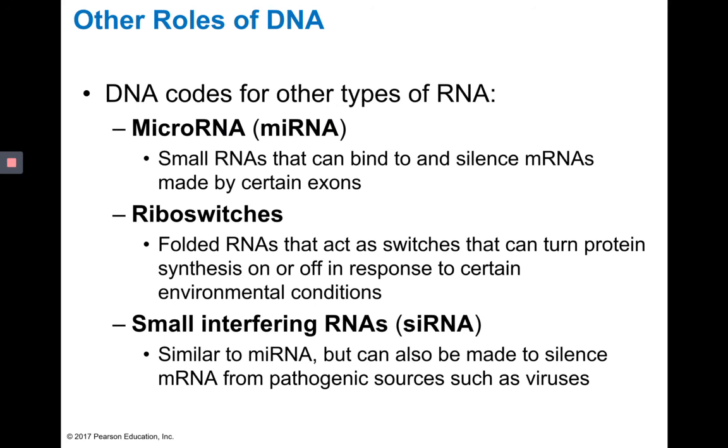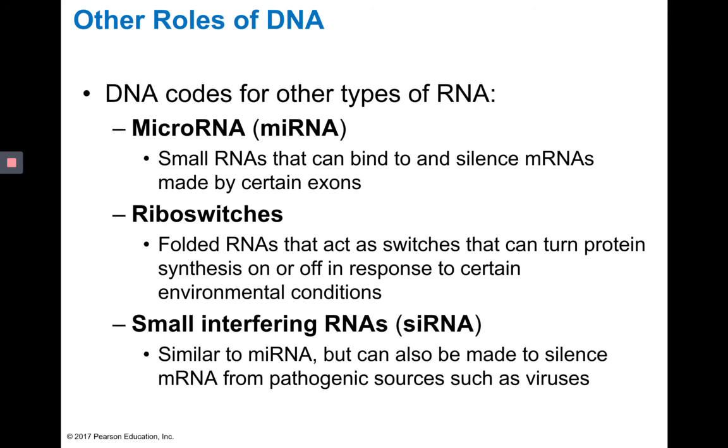And there's other roles of DNA. DNA codes for other types of RNA besides mRNA. There's microRNA, riboswitches, and small interfering RNAs. Some of this stuff is really new. For example, small RNAs that can bind to and silence mRNAs made by certain exons, that's microRNA. So there's some editing functions of RNA on DNA. Riboswitches are similar. They're folded pieces of RNA that can also turn on or off protein synthesis, depending on certain environmental conditions, whether or not a cell really needs that protein. So these are basically gene on-off switches.